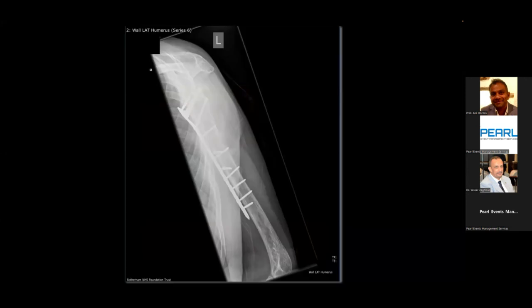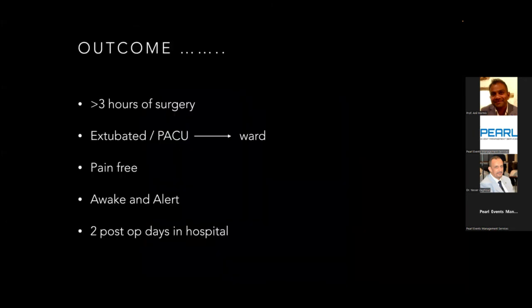So this was the plate that the surgeons put in, they've nicely reduced the fracture. And again, he had 3 hours of surgery, he was extubated. And again, he spent 2 days in hospital, but he went back to the ward and he was ready for discharge the next day. He was just kept on the surgical ward just for social reasons, really.